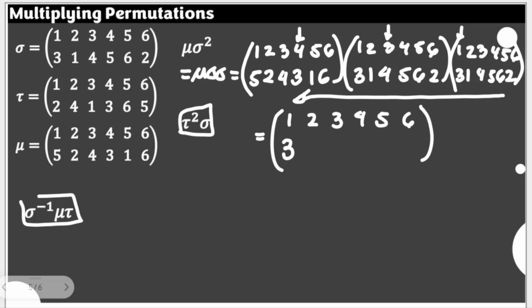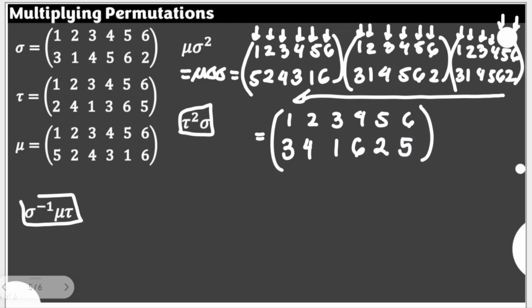Next, we will have here 2 maps to 1, 1 maps to 3, and 3 maps to 4. So 2 is mapped to 4. Next, you have 3 maps to 4, 4 maps to 5, 5 maps to 1, so 3 maps to 1. Then 4 maps to 5, 5 maps to 6, 6 maps to 6, so 4 maps to 6. 5 is mapped to 6, 6 is mapped to 2, 2 is mapped to 2, so 5 is mapped to 2.